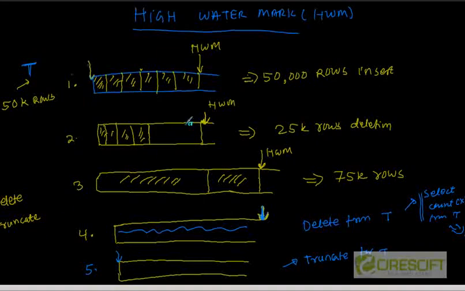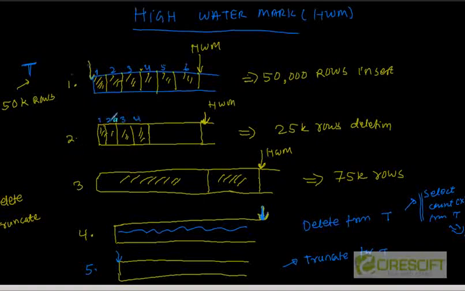Okay, the next concept I am going to discuss is called free list. So every table or every object will have a free list. Free list essentially contains which blocks are free. So for example, in this case, let's say we number the blocks: 1, 2, 3, 4, 5, 6.